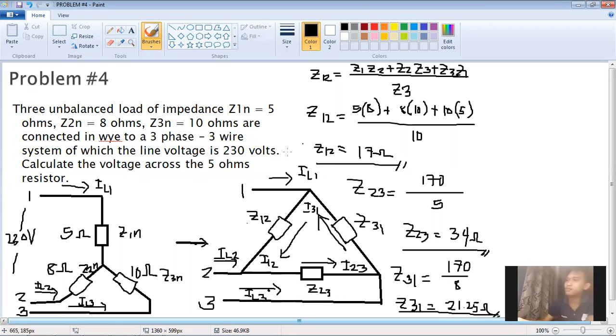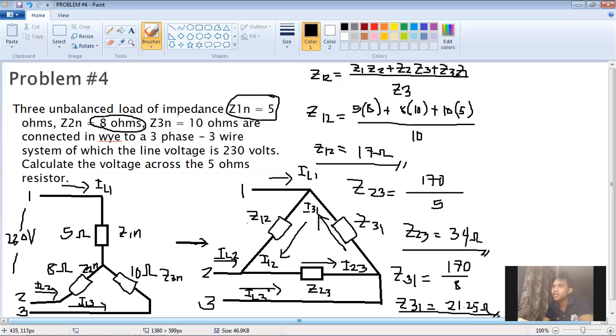Getting the impedance of Z12 with the use of the formula: Z1N times Z2N plus Z2N times Z3N plus Z3N times Z1N, over Z3N. We know that Z2N is 8 ohms and our Z1N is 5 ohms. We can substitute this. So 5 times 8 plus Z2N, which is 8, times Z3.